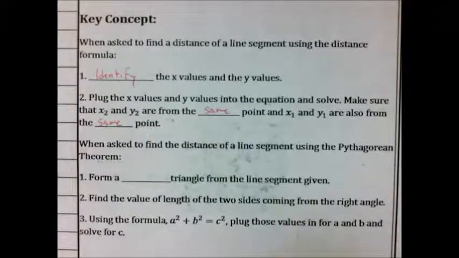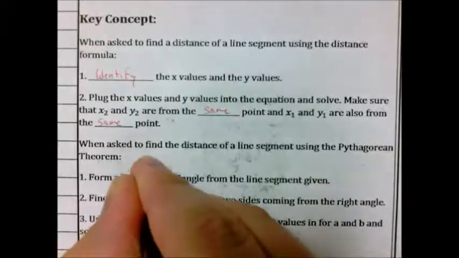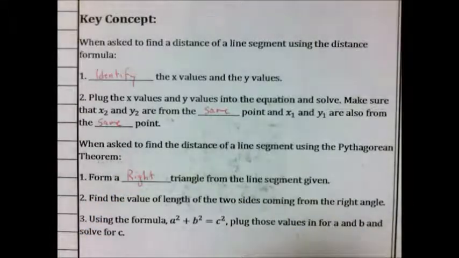Now when we're solving a problem with the Pythagorean theorem, we first need to form a right triangle. We're given a line in the coordinate plane. We need to form a right triangle from that line segment that's been given to us. Then, once we've done that, we need to find the length of the two sides coming from the right angle. Wherever that right angle is, it's the two sides that come from that angle. And the last thing we need to do is use the formula a squared plus b squared equals c squared. Plug in the values for a and b that we found in step 2, and then solve for c. Alright, let's do some examples.